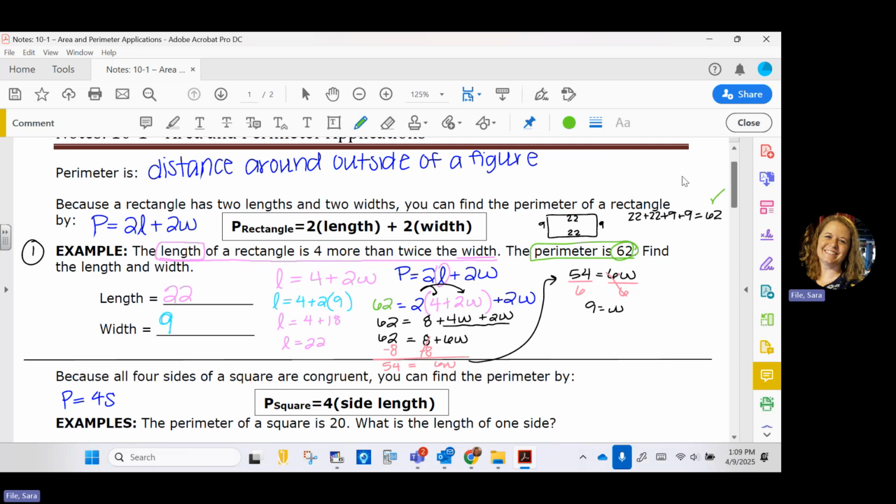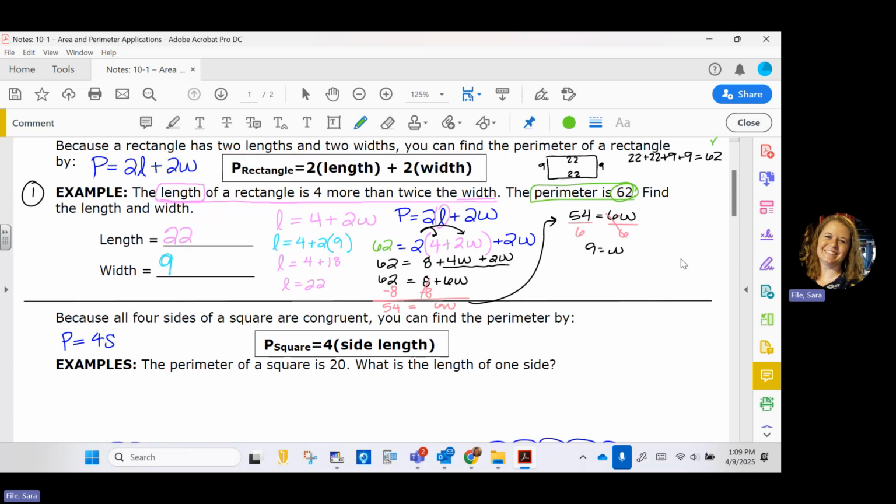Okay, so that was a multi-step problem. We had to use what was given to find one of the side measures, then use that side measure to find the other, and then we checked it to make sure we got the right perimeter.